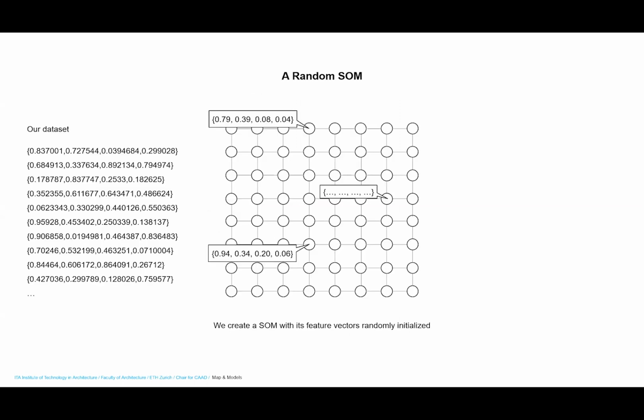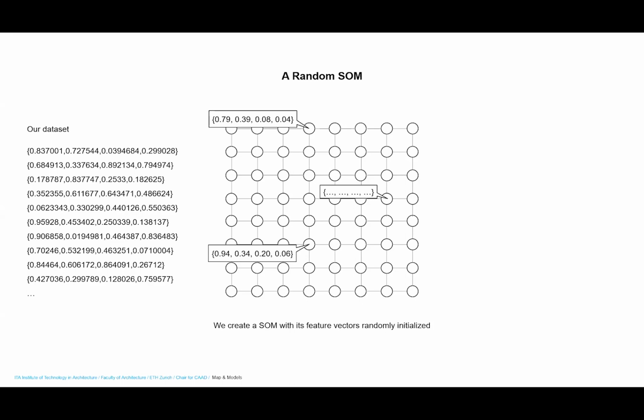How we do that is, at the beginning, we create a SOM with its feature vectors randomly initialized. For example, in the apple case, we have 4-dimensional vectors, so we simply create a SOM of arbitrary size with 4-dimensional feature vectors. For example, here it's an 8 by 8 by 4 SOM. We can play with the size, but the dimensions we should always keep the same as our data set.